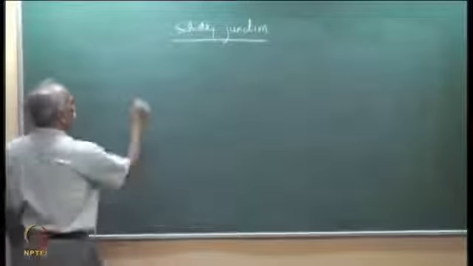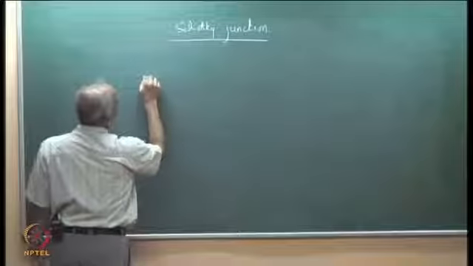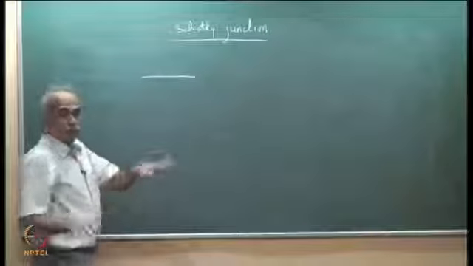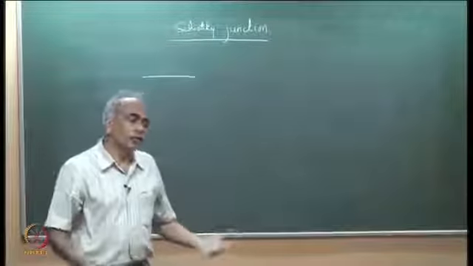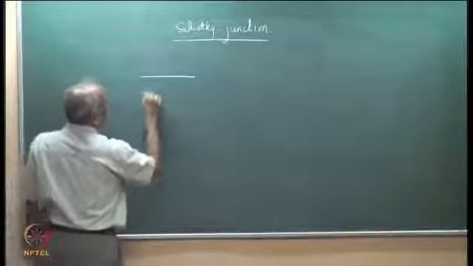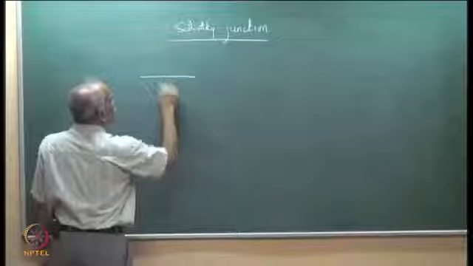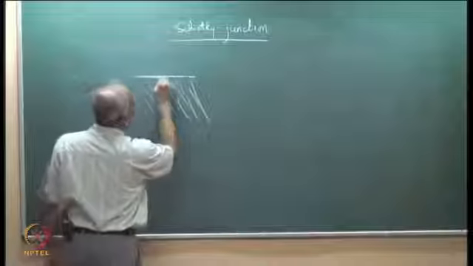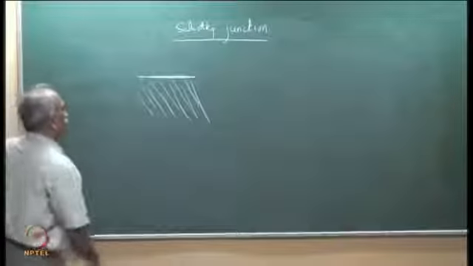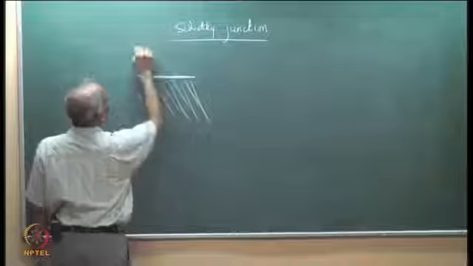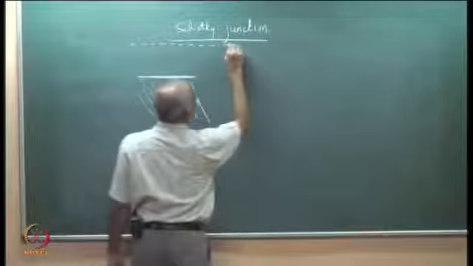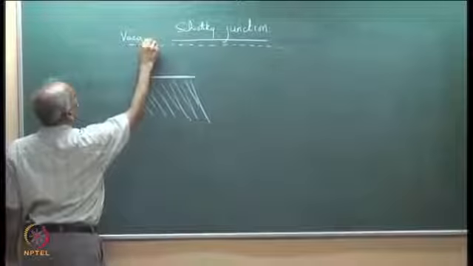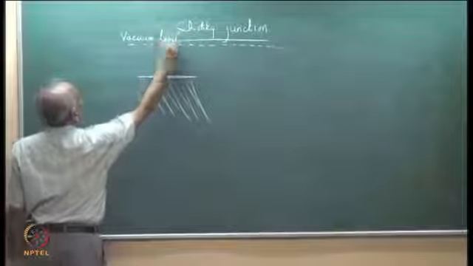A metal is characterized by a Fermi level, below which there are plenty of electrons. It could be due to two overlapping bands or it could be a half filled band. At 0 K, all electrons remain below this. Let me draw this line as the vacuum level, that is 0 eV.